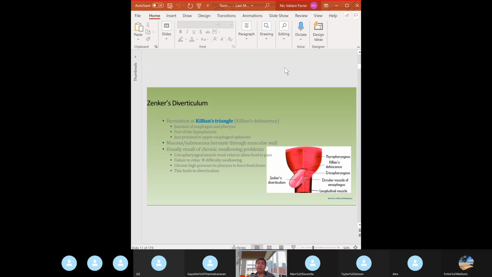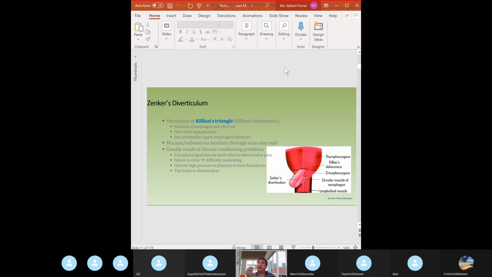How do we diagnose Meckel's? What's the diagnostic test? Technetium-99m scan, of course, the Meckel scan. Excellent. So this one, in Zenker's, it usually results in what? Chronic swallowing problems. So your cricopharyngeal muscles, they must relax, right? To allow the food to pass. However, for this one, they don't relax. So you have difficulty in swallowing.